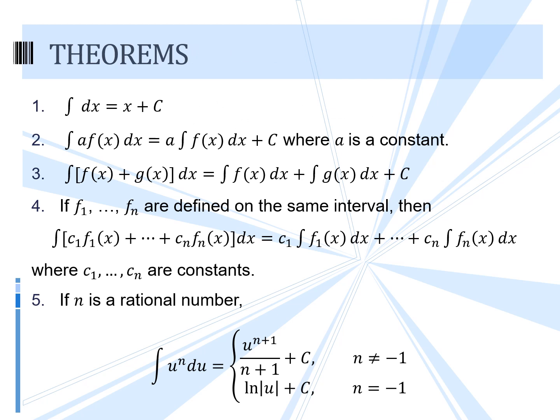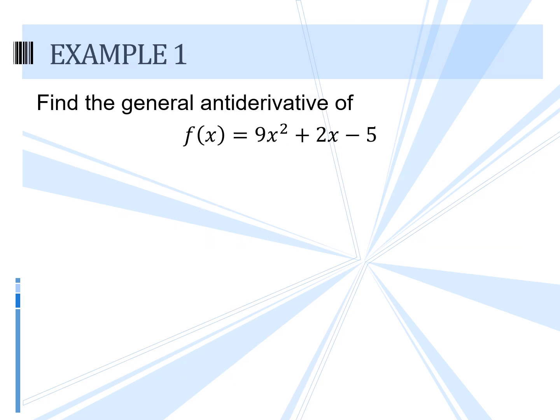Theorem 4 is a combination of Theorems 2 and 3. Theorems 3 and 4 hold true for subtraction as well. However, it should be noted that the integral of a product or quotient of two functions is not always equal to the product or quotient of the integrals of the two functions. Let's take a look at the following examples.